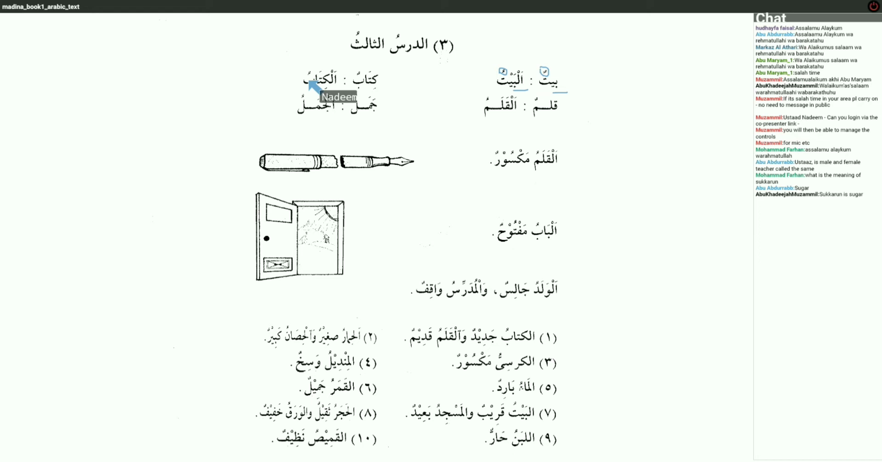Kitabun. Al-kitabu. Qalamun. Al-qalamu. Jamalun. Al-jamalu.